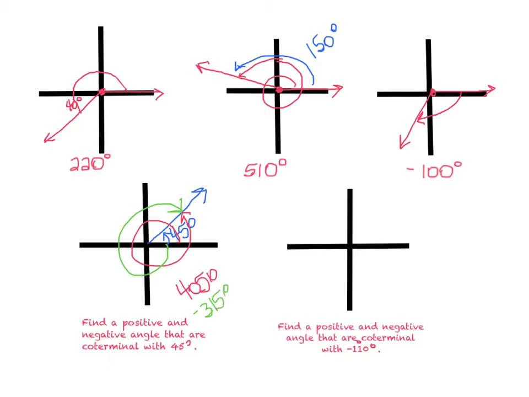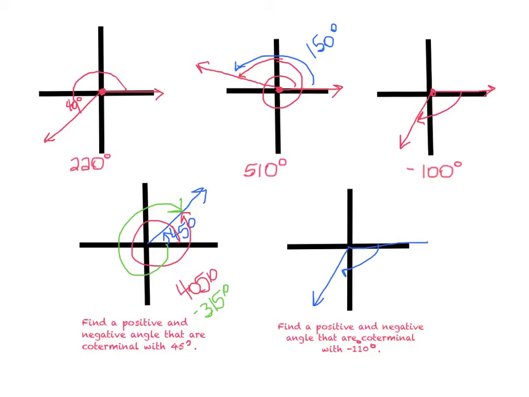Okay, let's try it again. Find a positive and negative angle that are coterminal with negative 110 degrees. I'd love for you to pause and try to do this on your own and then check your answers. So, negative 110 is a little more than 90, so this would be negative 110.